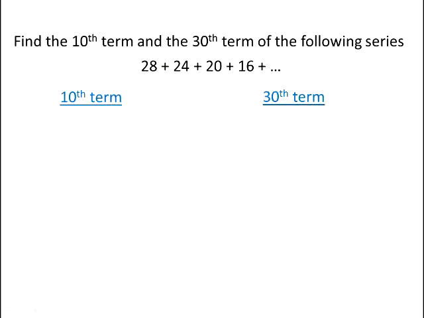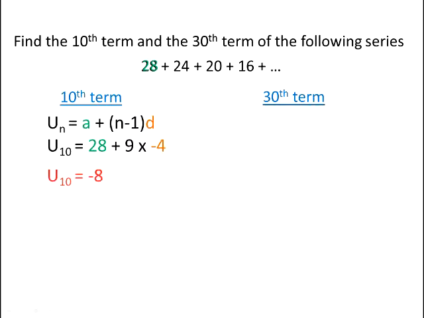That's exactly the same, but you'll see the difference is going down in 4s. So write your formula, don't ever skip this stage. Your a is 28, the d is minus 4. So 28 plus 9 lots of minus 4. BIDMAS problem, just be careful. 28 take away 36 is minus 8.